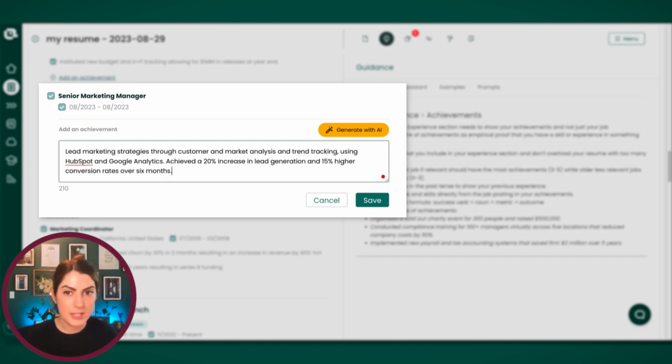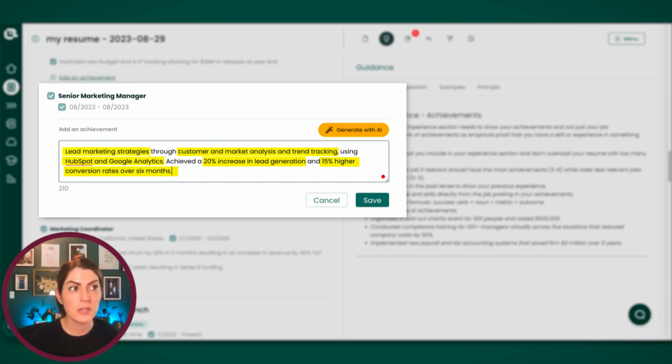If we break that down into the questions that we just asked, we led the marketing strategies through customer and market analysis and trend tracking, that is the how, using HubSpot and Google Analytics, calling out the specific hard skills. And by doing so, we achieved a 20% increase in lead generation and a 15% higher conversion rate. This is the result over a 6-month period, and that is your timeline.